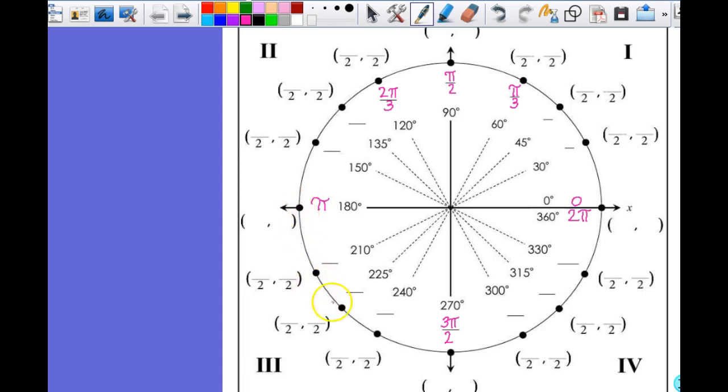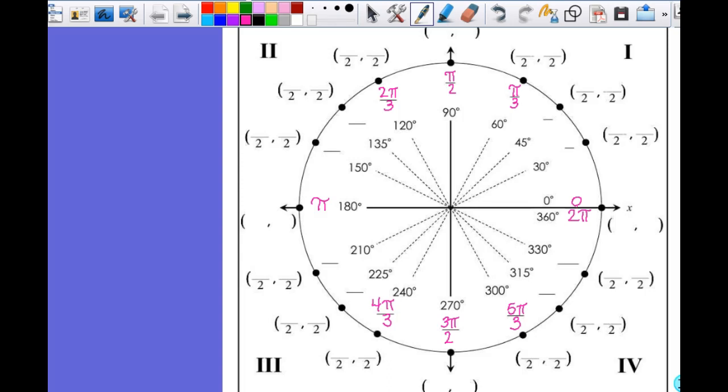Another 60 would get me to 240, which would be 4 pi over 3. Another 60 gets me to 300. That makes that 5 pi over 3. Another 60 gets me here, which is 6 pi over 3, which is 2 pi, right? So you notice how all the pi third angles are all the ones that are closest to the y-axis, right? We got some symmetry going on there that we did with our little flipping of our triangles.